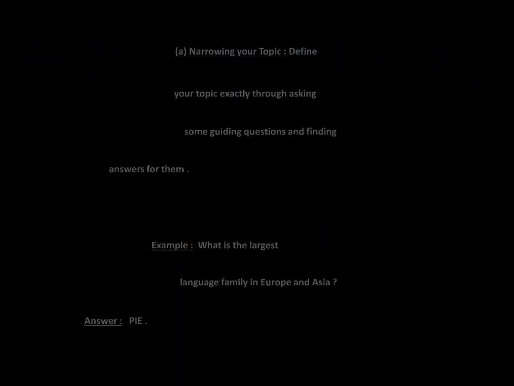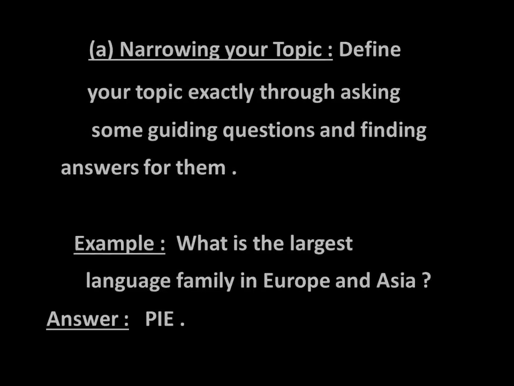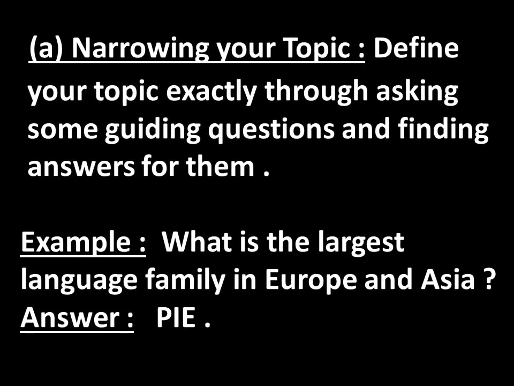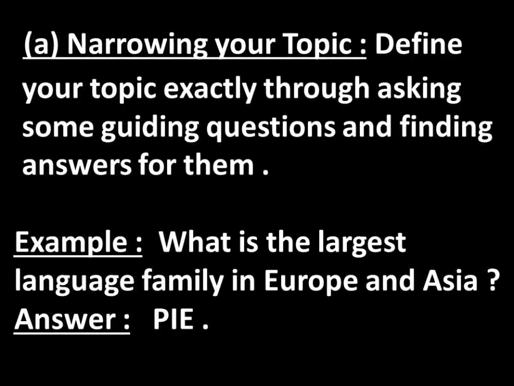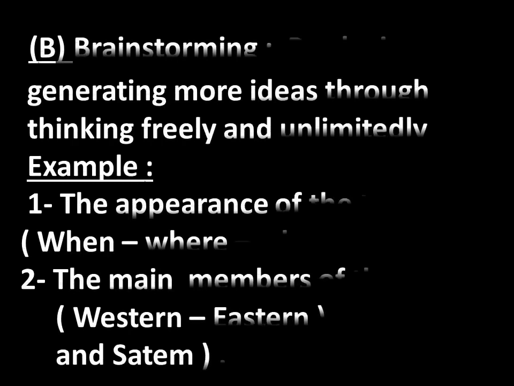Narrowing your topic means to define your topic exactly through asking some guiding questions and finding answers for them. One example of a guiding question is: what is the largest language family in Europe and Asia? And the answer is PIE, or Proto-Indo-European. Brainstorming means producing or generating more ideas. How? Through thinking freely and unlimitedly.